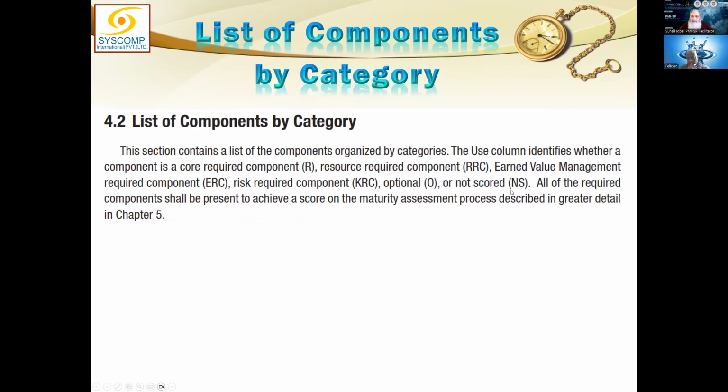These are certain components which are there, but they don't have any score, meaning they are kind of not really optional, but if they are there, you don't get an extra mark for them, right? They are not scored. All of the required components shall be present to achieve a score on the maturity assessment process, except for the not scored items, right? Not scored items may or may not be there, they don't add to your score.